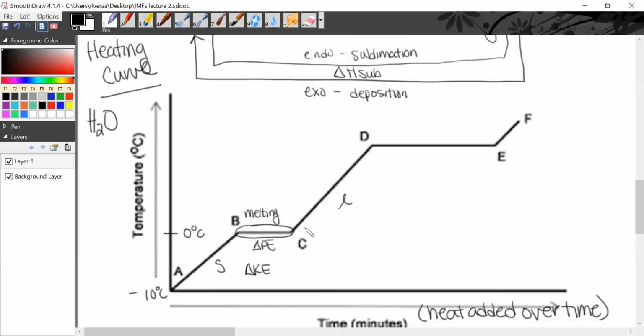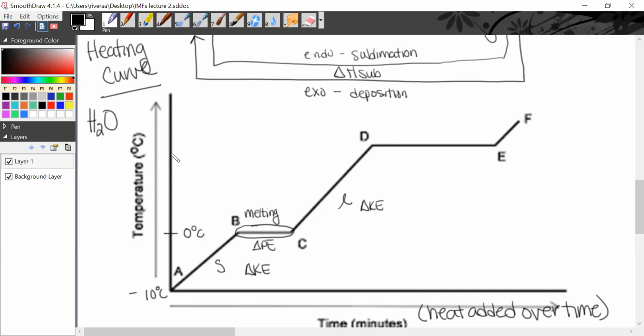And so all of a sudden, you're going to start to see your ice cubes start to melt. And you're going to have ice and water, ice and water at 0 until the whole thing is water. And then the temperature is going to start to go up again. And you're like, oh, my thermometer is not broken. And so the water is going to warm up and warm up. So this is where your liquid is warming. Here you have a change in kinetic energy again.